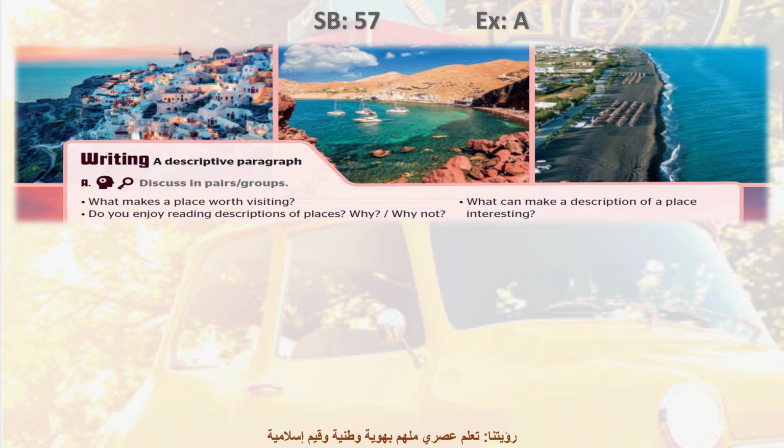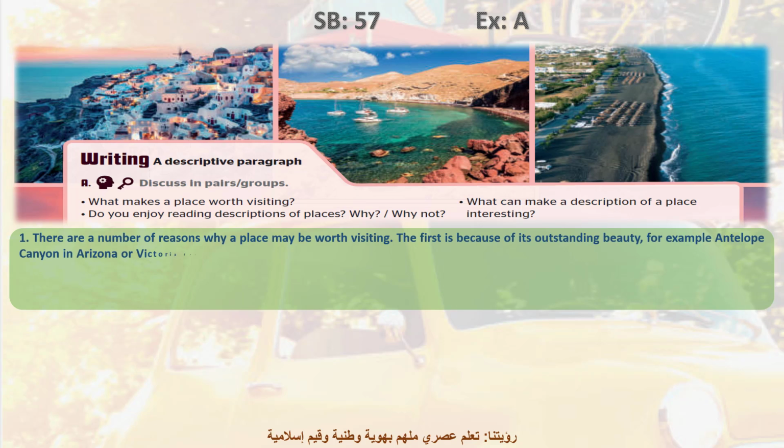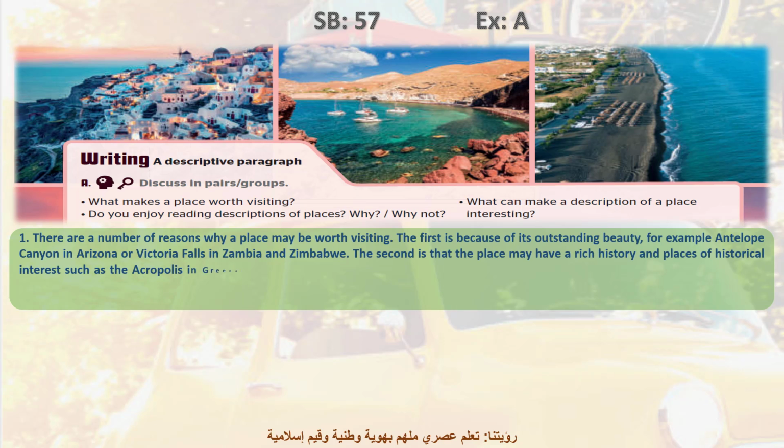For question number 1, what makes a place worth visiting? An answer could be as follows. There are a number of reasons why a place may be worth visiting. The first thing is because of its outstanding beauty. For example, Antelope Canyon in Arizona or Victoria Falls in Zambia and Zimbabwe.